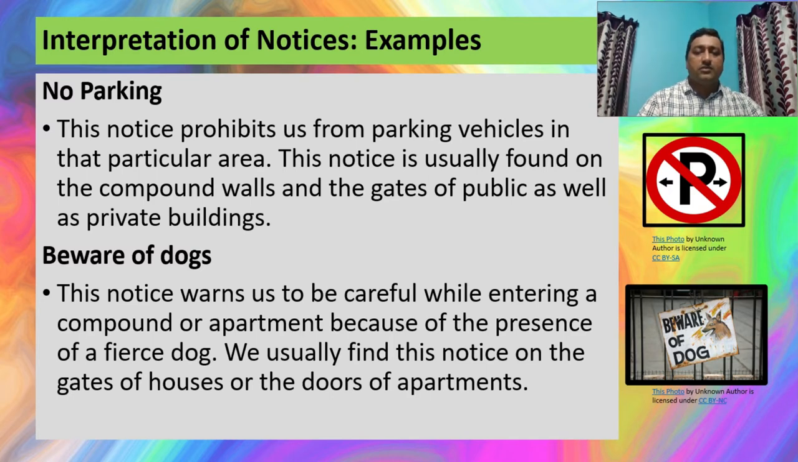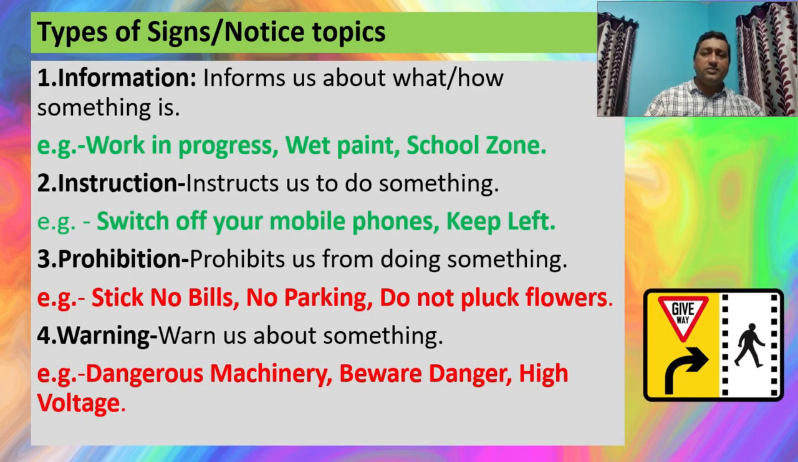Then you mention the place here. We usually find this notice on the gates of houses or the doors of apartments. So it's clear now that the first sentence explains the meaning of the notice, and in the second sentence you make it clear where it is found. When you observe this, I have added one more thing here, that generally these notice topics are of four types: information, instruction, prohibition, and warning.